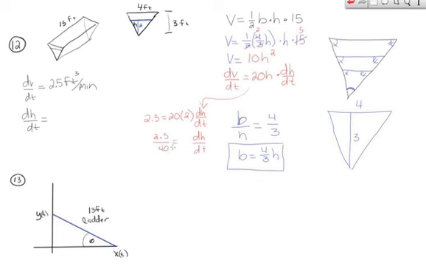Let's go ahead and grab our calculator. 2.5 divided by 40 is going to be a rate of change of the height of 0.0625. And they asked what units. Height is one-dimensional, so it's going to be feet per minute. So the water level is going up, not very fast, but it is going up.